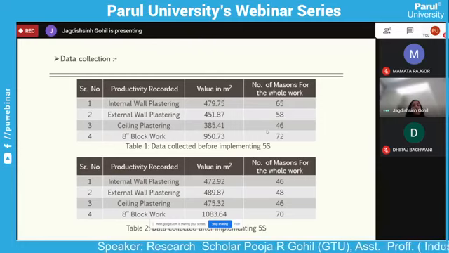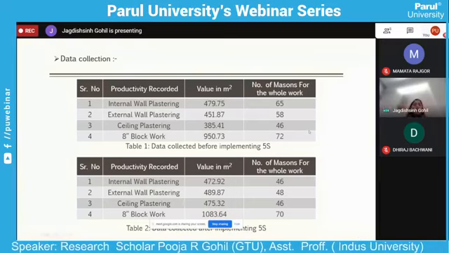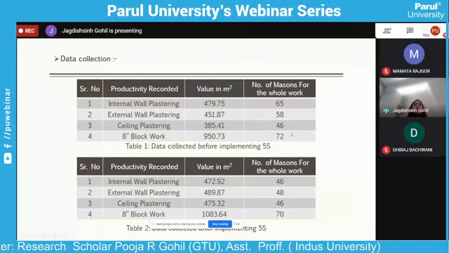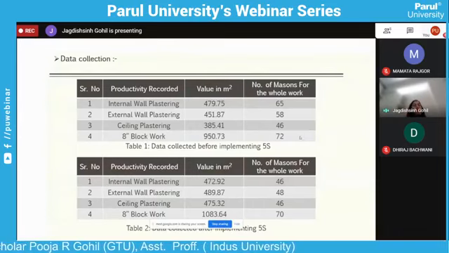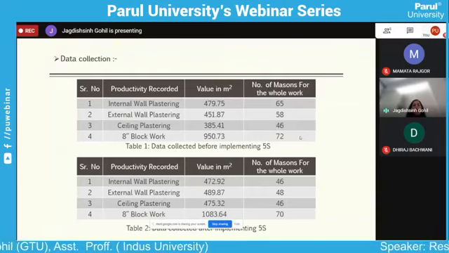So you can see in the 8-inch block work, that's a big thing and we should focus on it. These are the four activities we have collected data for. Then we implemented our 5S concept in it and we can see the difference.